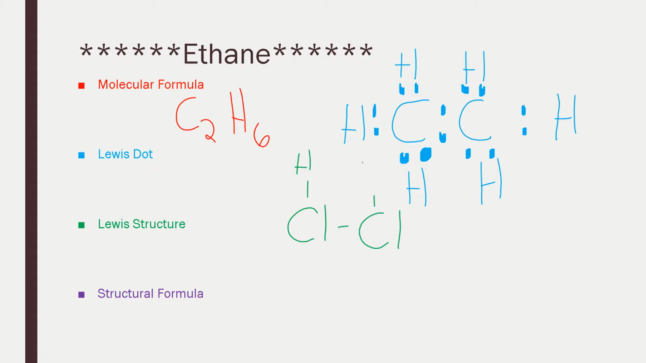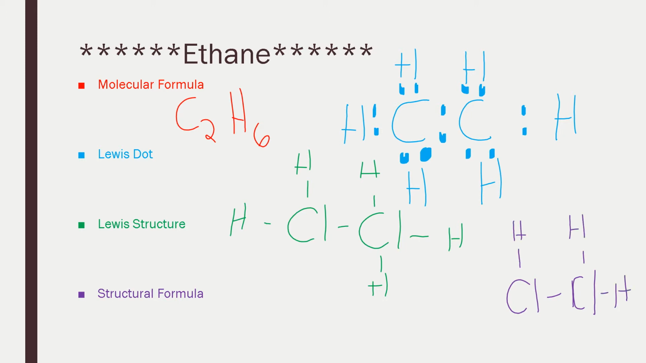And our Lewis structure of this will be represented with just dashes. And in this instance, the Lewis structure is the same as the structural formula. That's because there were no lone pairs in this example.